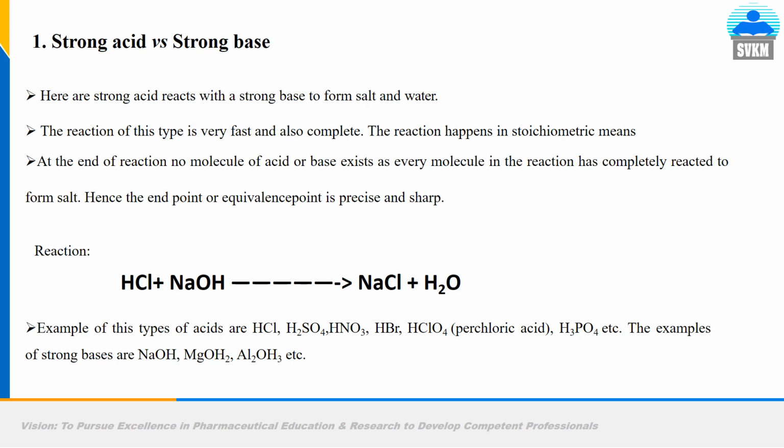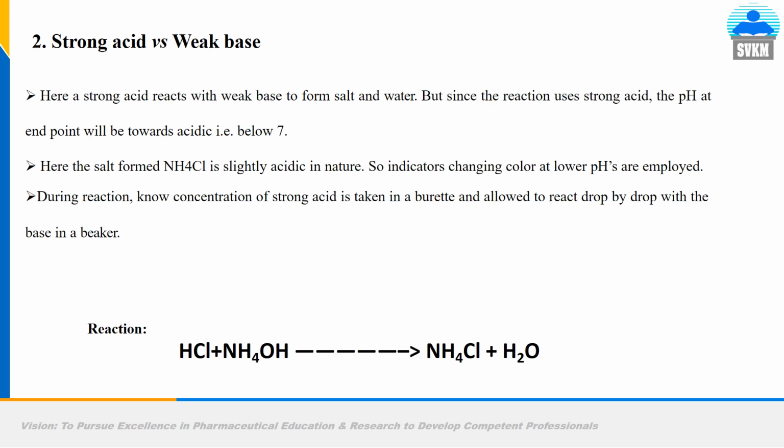Next, the second is strong acid versus weak base. Here, a strong acid reacts with a weak base to form salt and water. But since the reaction uses a strong acid, the pH at the endpoint will be towards acidic, that is below 7. Here, the salt formed, for example ammonium chloride, is slightly acidic in nature. So, indicators changing color at lower pH are employed.